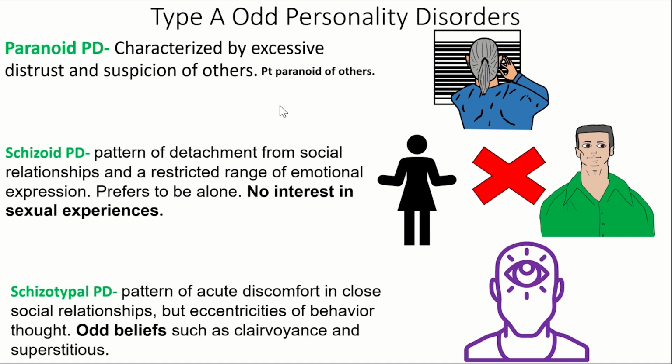Now, the schizotypal personality disorder is characterized by a pattern of acute discomfort in close social relationships, just like the schizoid personality disorder. But they also have eccentricities of behavior and thought. That is, they have strange behavior, strange ideas, and they tend to believe in things like clairvoyance and superstitions.